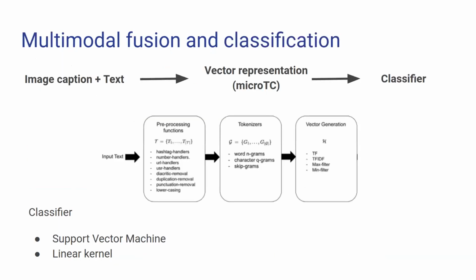Okay. Then once we obtain the image caption or the description of the image, we concatenate it with the text of the data, for instance, the text of the tweet that users post, or the text of the meme.